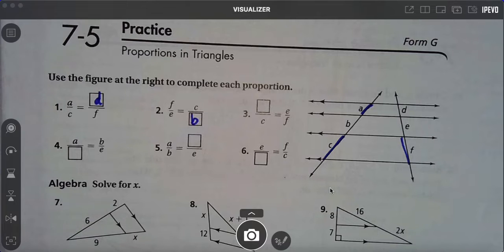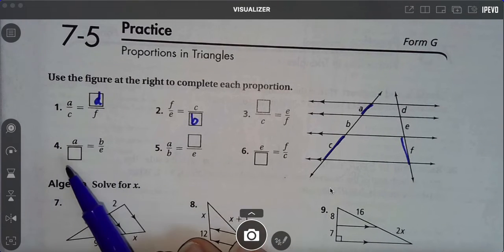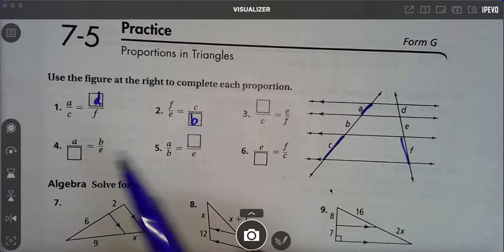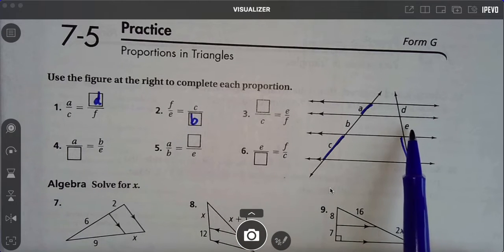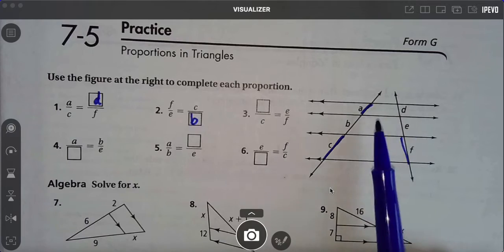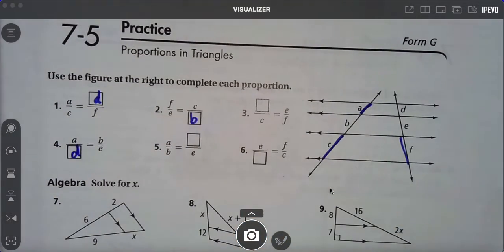Okay. Y'all try number 3, and I'll do number 4 in a second. That's the only one I think is a little bit different. Let me do number 4. A is to what? I don't know yet, but let me look. B to E. If I'm going from B to E, what does the A go with? D. Okay, see, that one was just kind of sideways. But see how you're just making different proportions? Since you have parallel lines, you can make those.